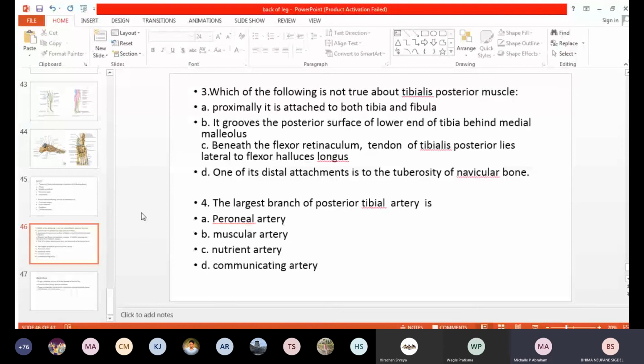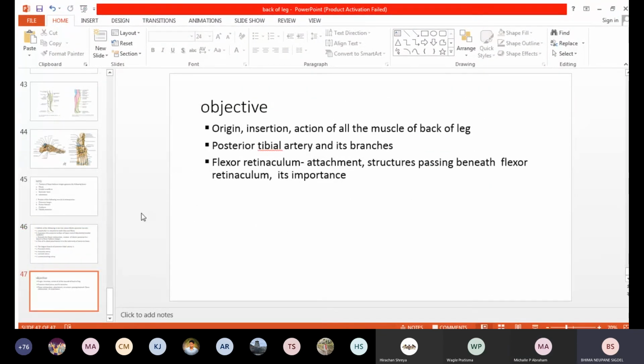After that, the largest branch of the posterior tibial artery is the peroneal artery. Now, at least for viva, you have to know the origin and insertion of almost all muscles, and mainly the action. The actions of the digitorum and hallucis, that is flexor hallucis longus and flexor digitorum longus, you will know easily, but popliteus you have to know in detail. And then the tibialis posterior muscle is very important for sportspersons. So you have to know everything about the tibialis posterior muscle.